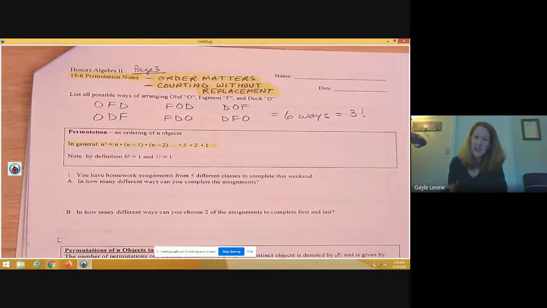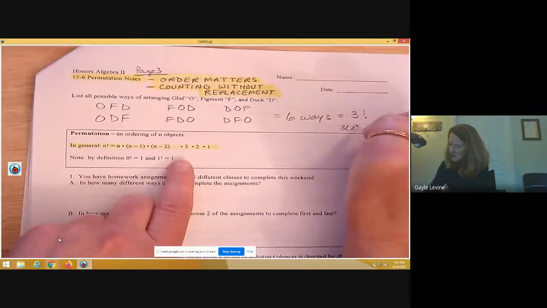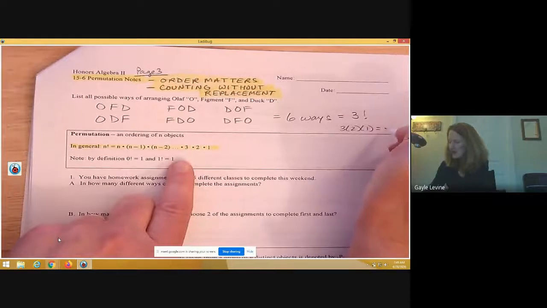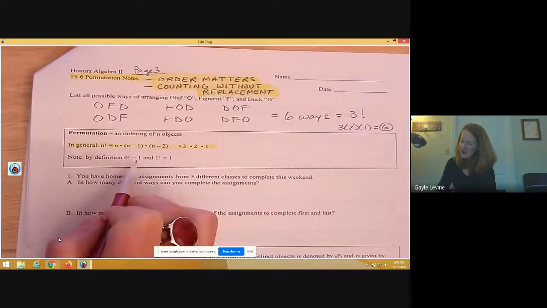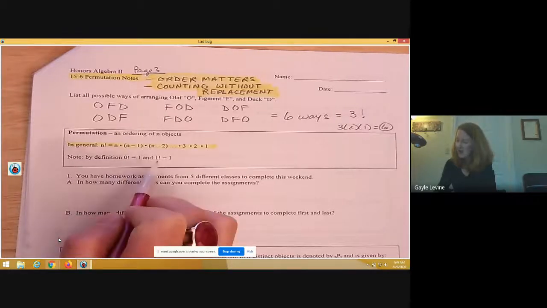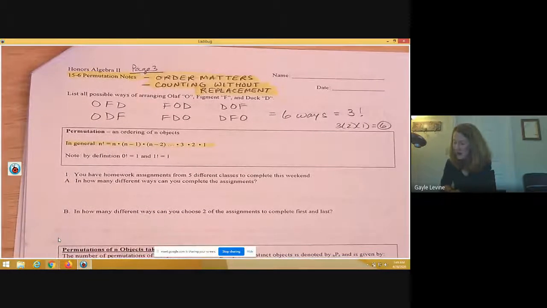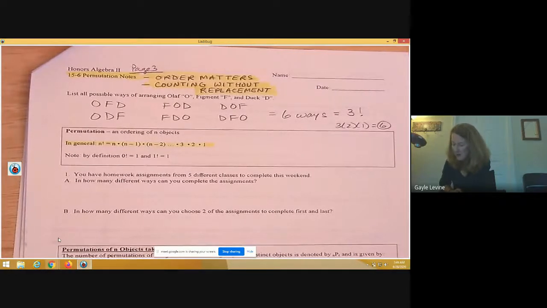In general, n factorial is n times n minus 1 times n minus 2, and so on and so forth. In this case, for 3 factorial, this is 3 times 2 times 1. 3 times 2 is 6, and 6 times 1 is just 6. We'll look at these in other problems. By definition, 0 factorial is 1, and 1 factorial is 1.